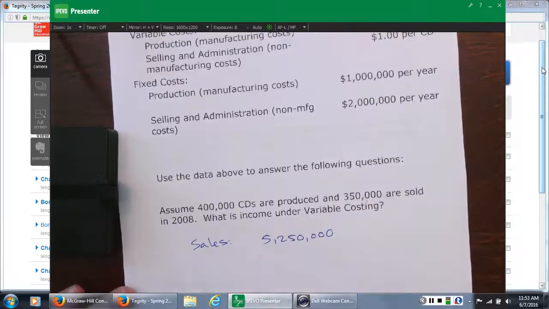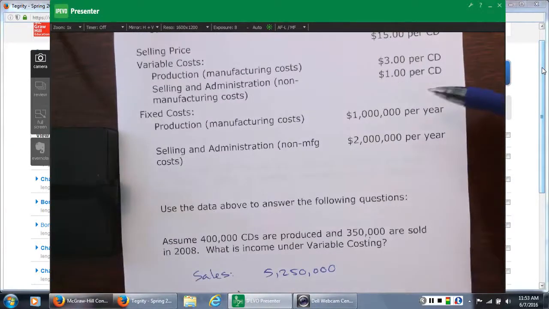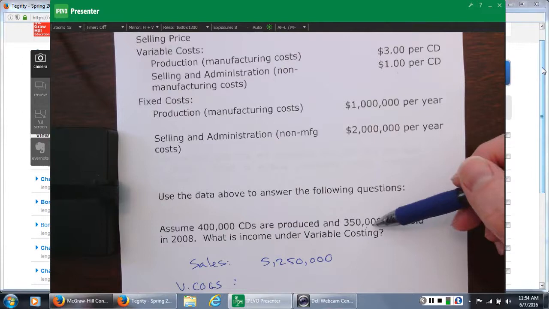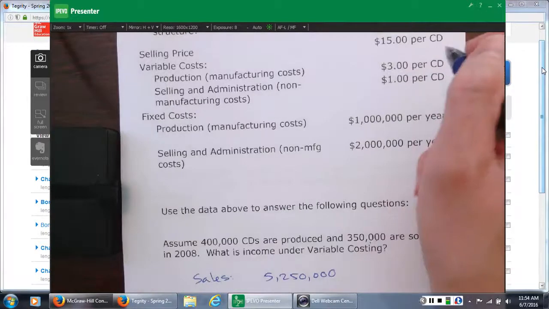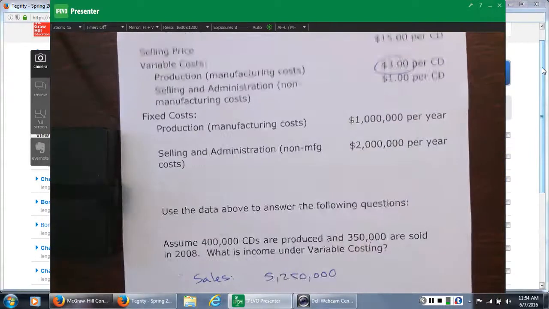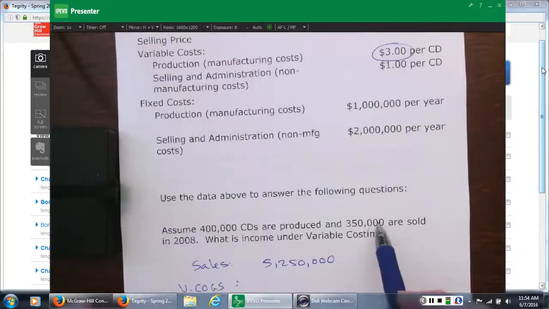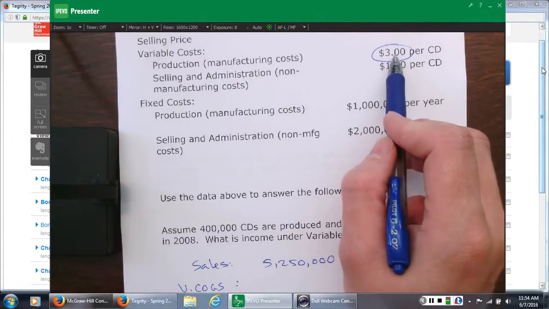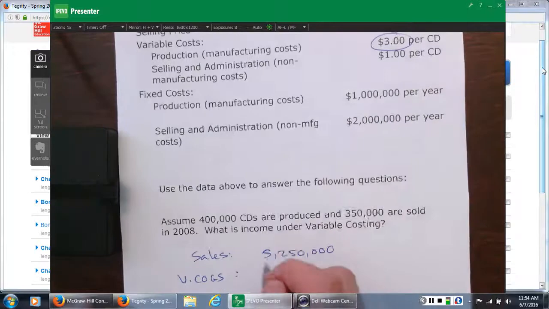All right. Then I calculate my variable cost of goods sold. The way I can do that is I can do the whole beginning inventory plus additional manufacturing cost minus ending inventory. I can do that. Or the easier way is to say, well, how many units did I sell? 350,000. And then what I do, remember, since we're using variable costing, this is times $3 right there. So 350,000 units sold times $3 variable product cost per CD gives me $1,050,000 right there.